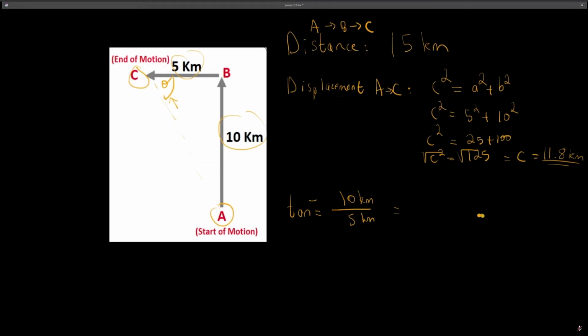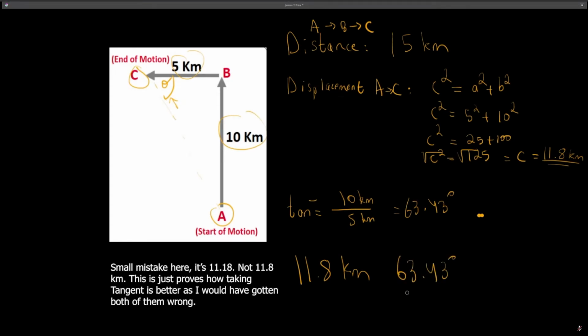So let me quickly calculate, and you get 63.43 degrees. So that's the angle. So what your final answer will look like is 11.18 kilometers with 63.43 degrees.